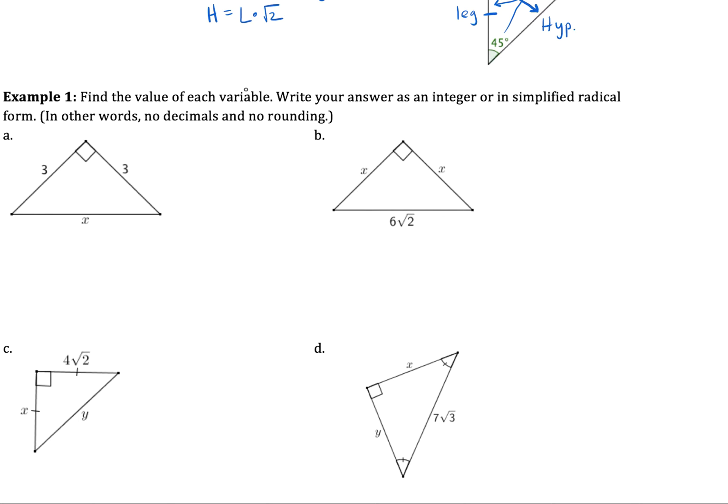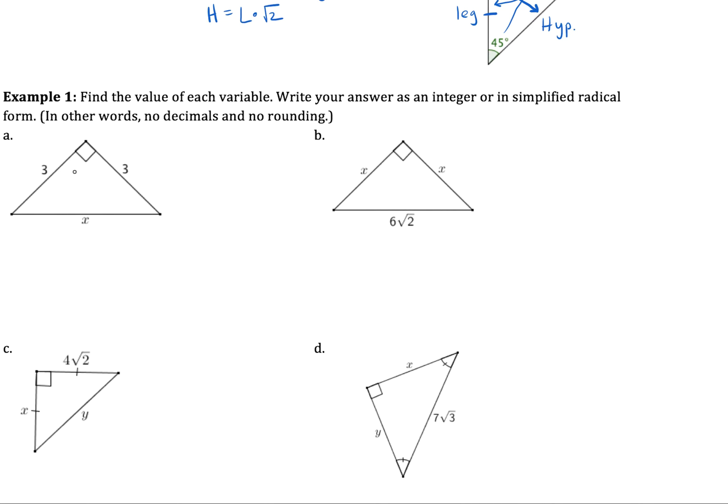In other words, we're going to be dealing with the square root of 2 a lot in each one of these. We don't want to give the ugly decimal version of the square root of 2 or of our answer. We want to leave it as a radical. So if I look at example A here, I have my 45-45-90.